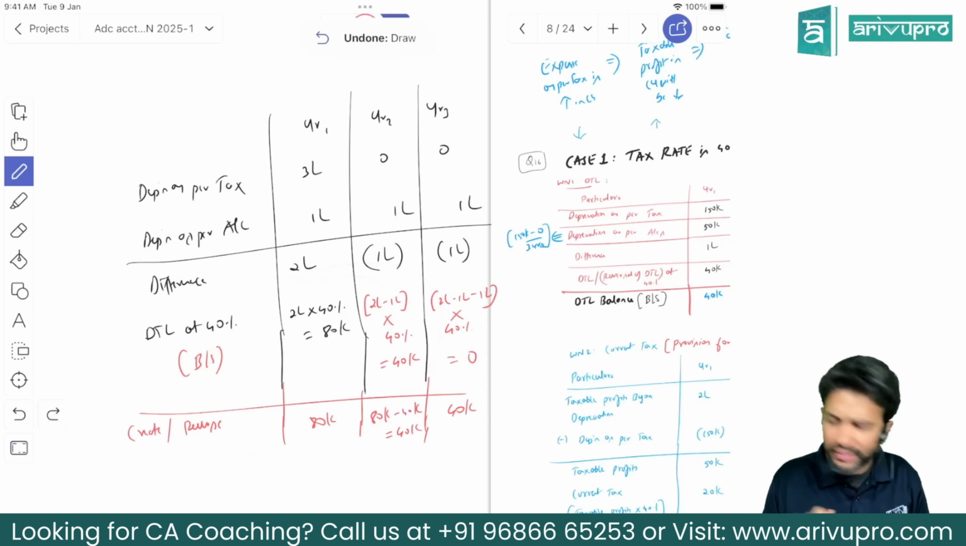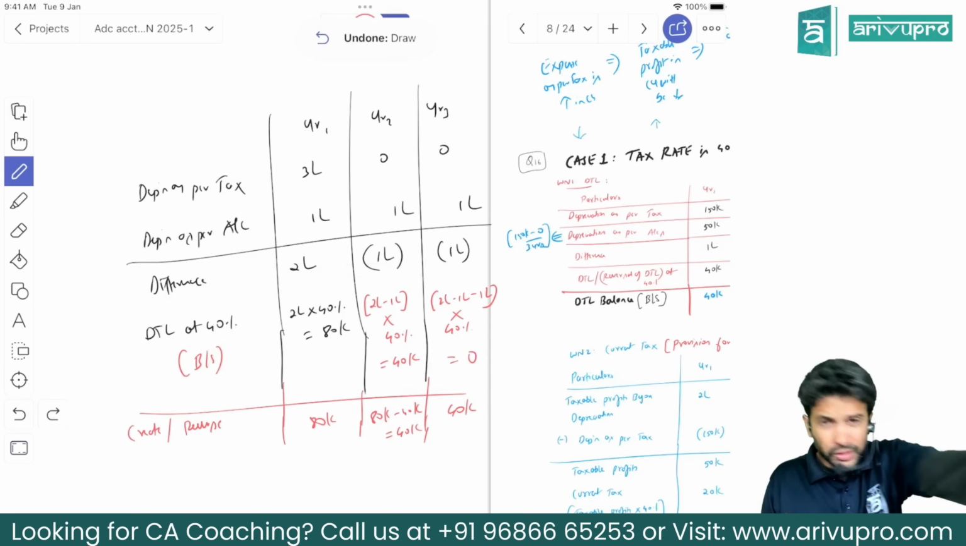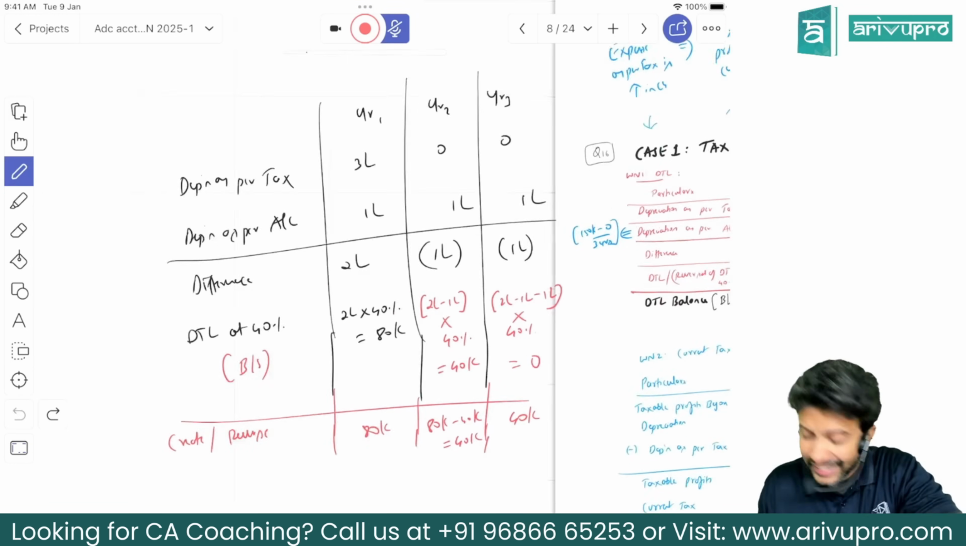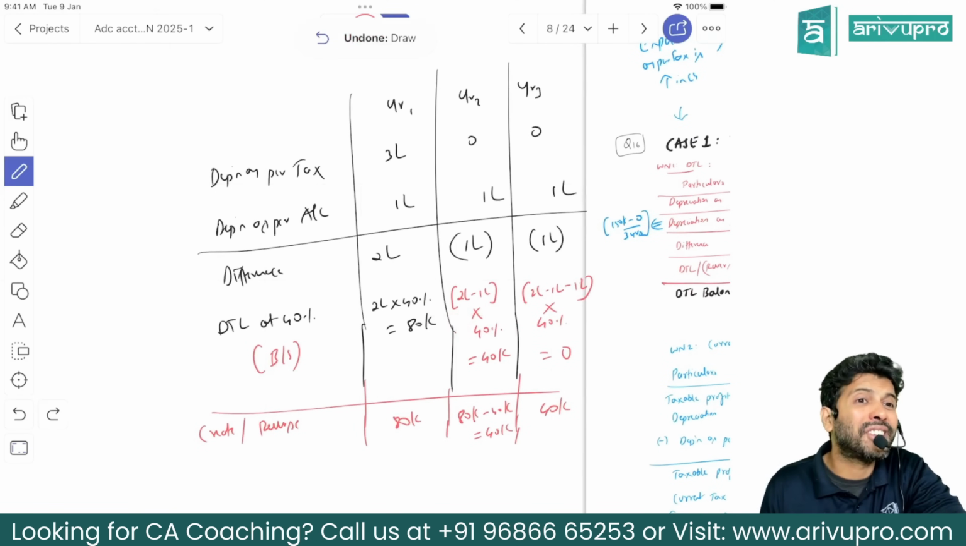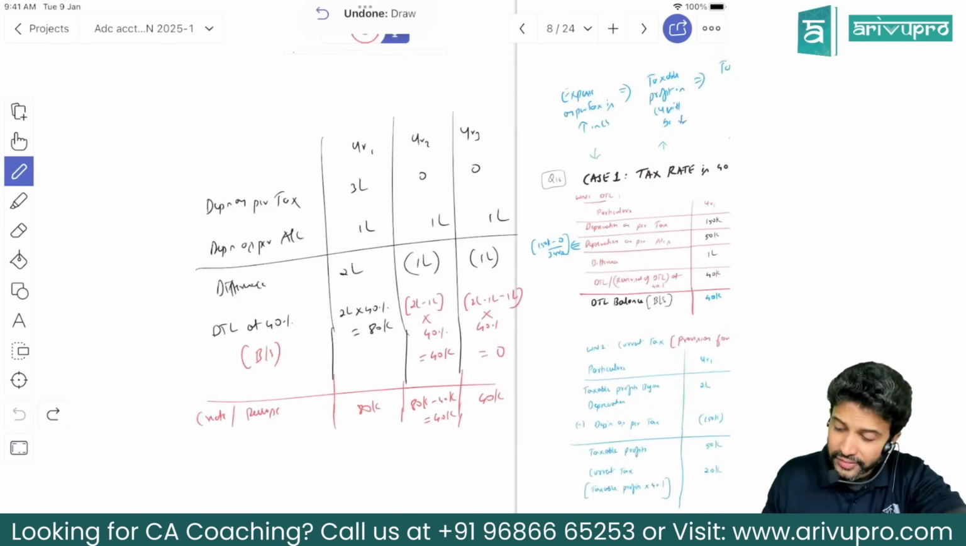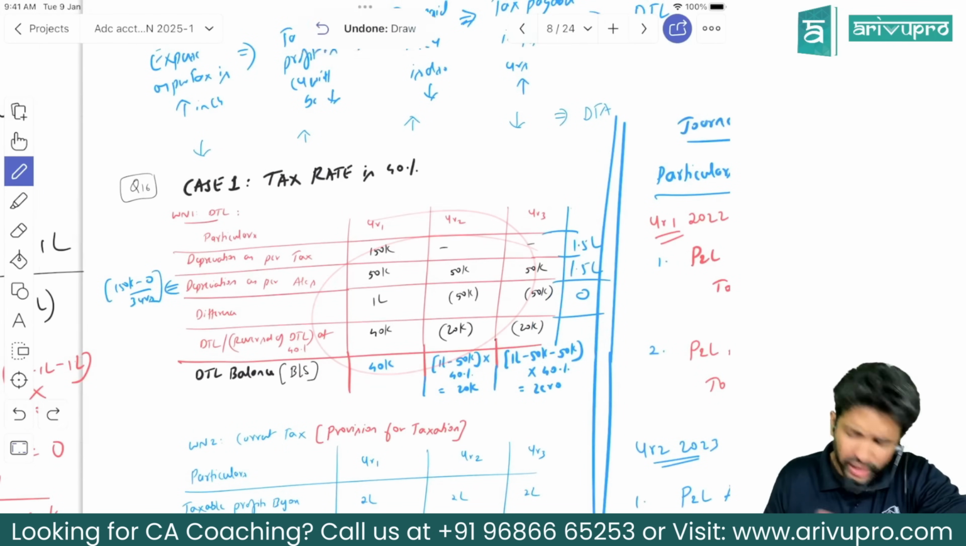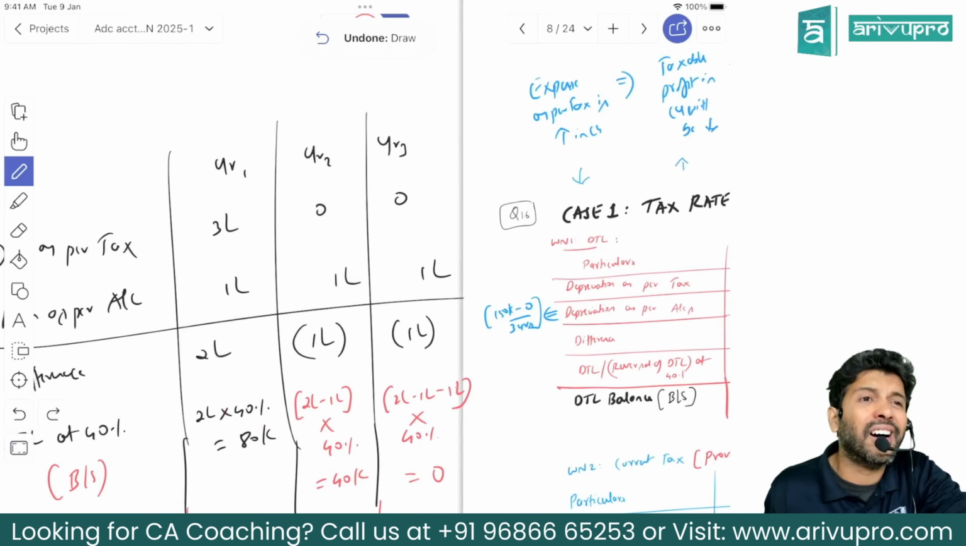Now why am I saying this? This we do not use in our regular class. Why am I using this is, you will see the same question where the tax rate will not be same. The tax rate will change. Sir, if tax rate remains same, you can do it under normal method or this method, you will get the same answer.